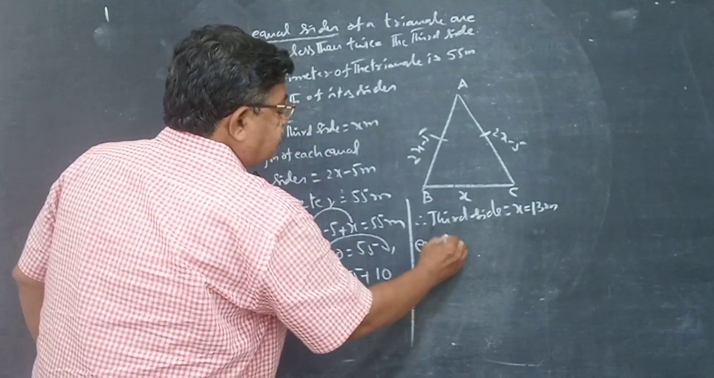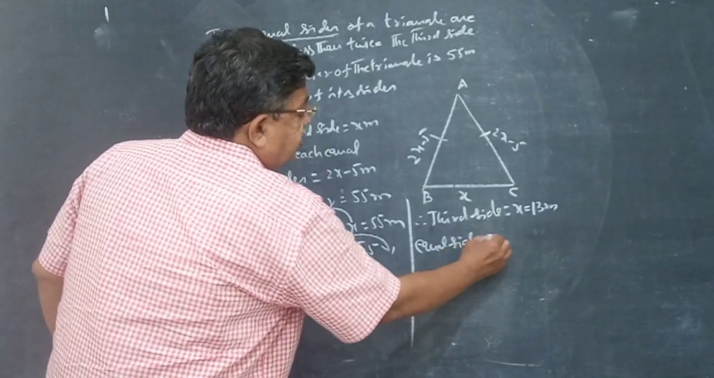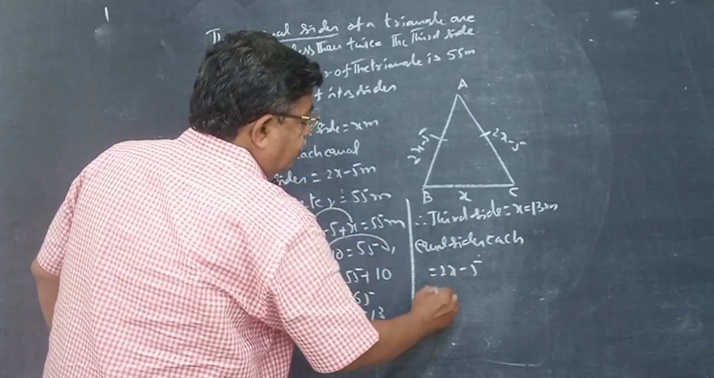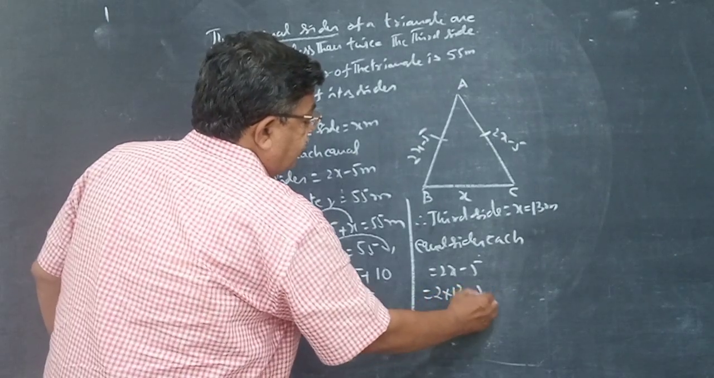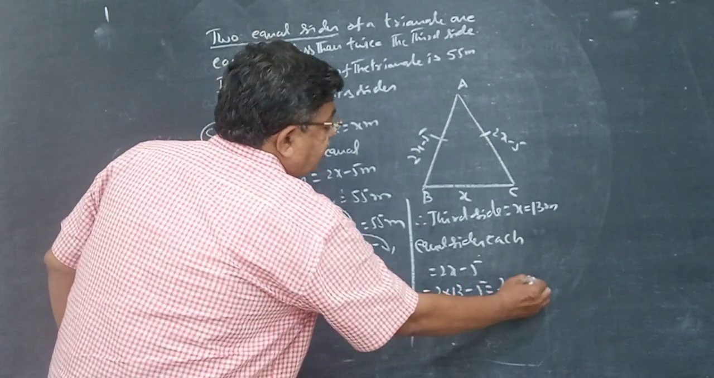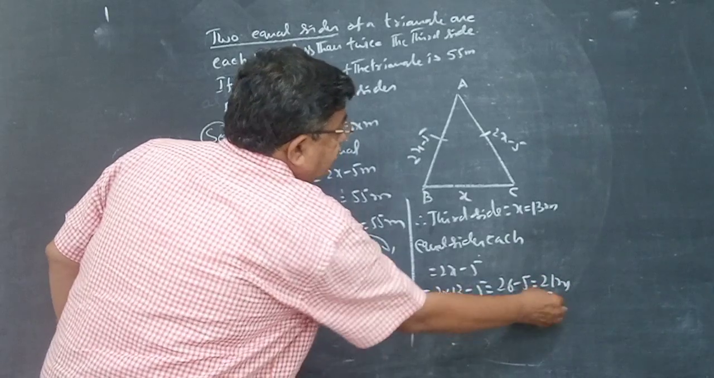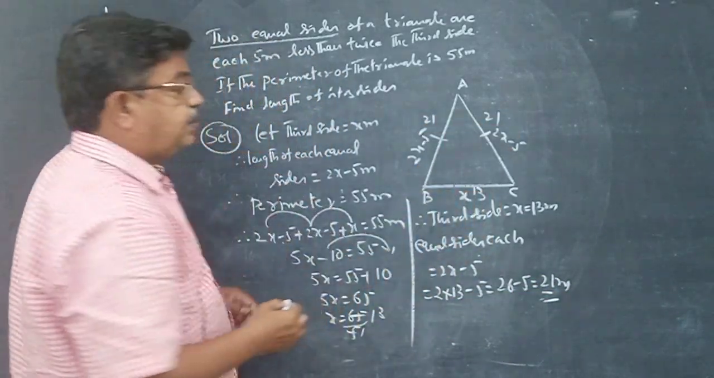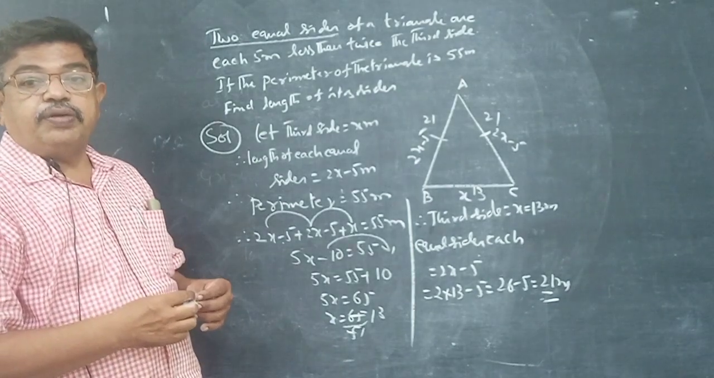Equal sides, each equal to 2x minus 5. 2 into 13 minus 5. 26 minus 5 is equal to 21 meters. So these two are 21 meters each and this is 13 meters. I think you followed the problem.